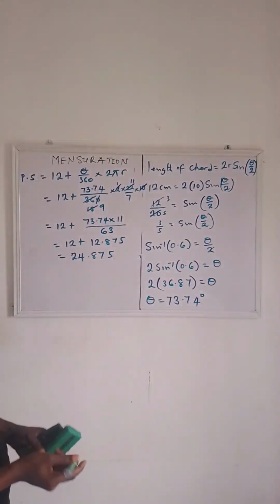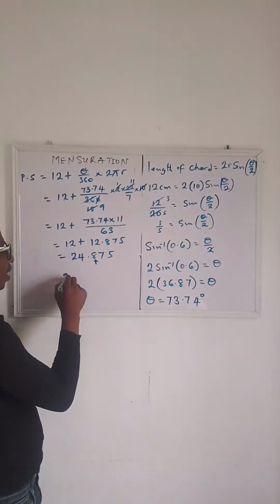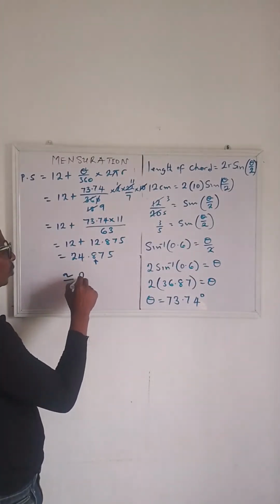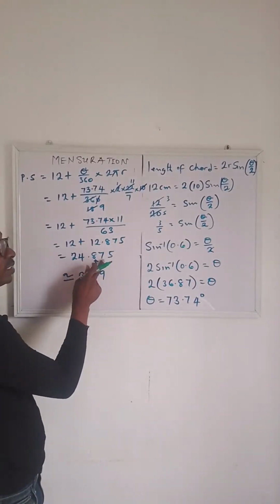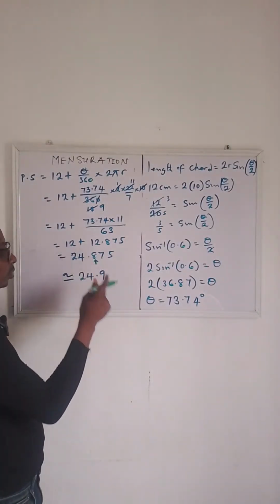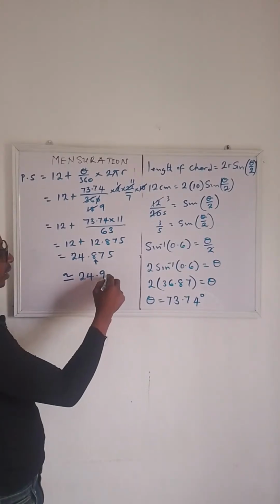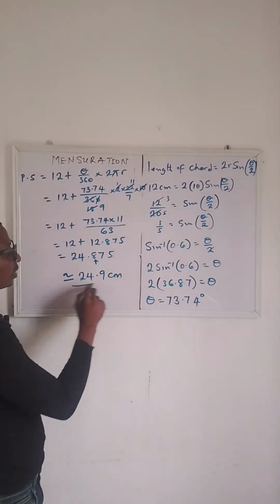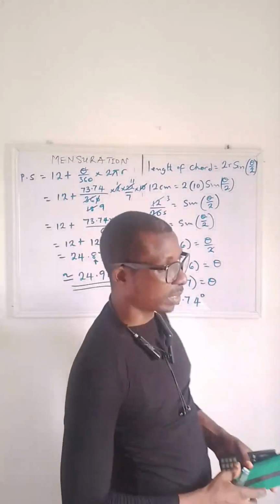Now the question asks you to correct to the nearest tenth. To the nearest tenth. Now this 8 is in the tenth position. So that means our answer will be approximately 24.9, because the next digit is up to 5. So you increase this by 1. And this is going to be 24.9 centimeters. So this is the perimeter of the segment.